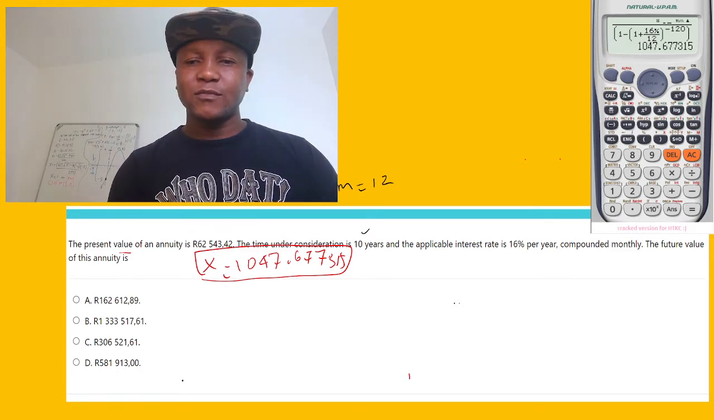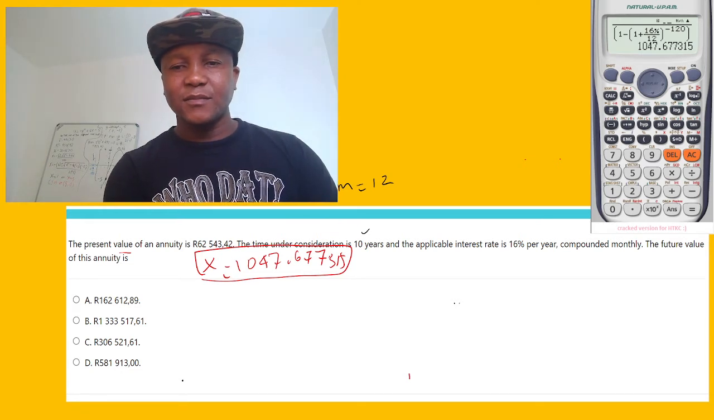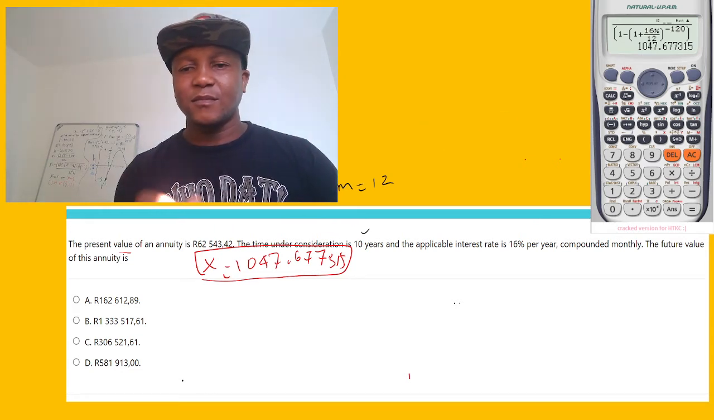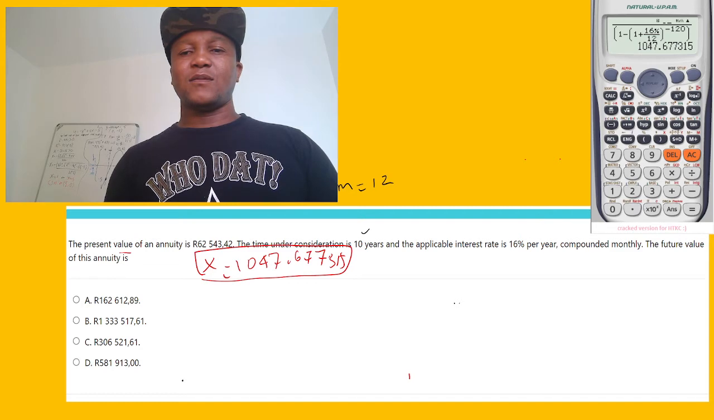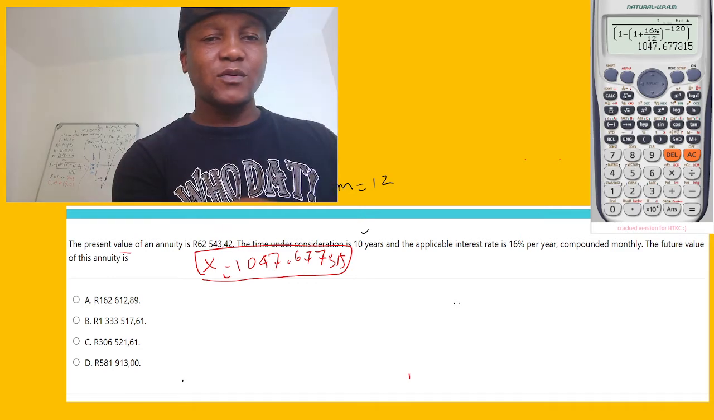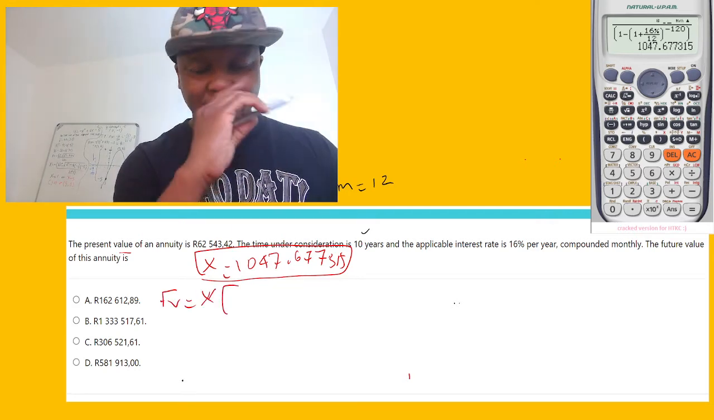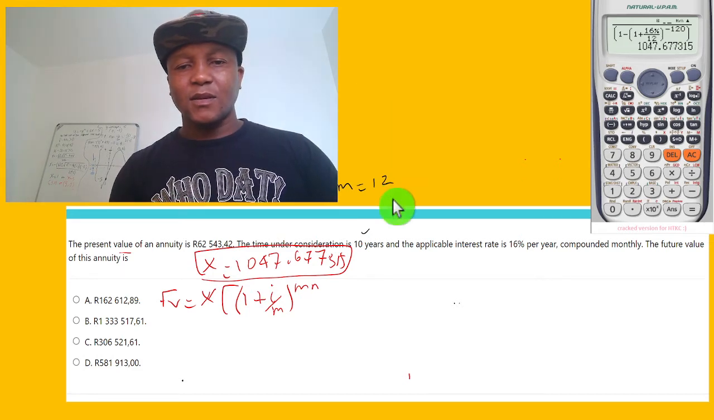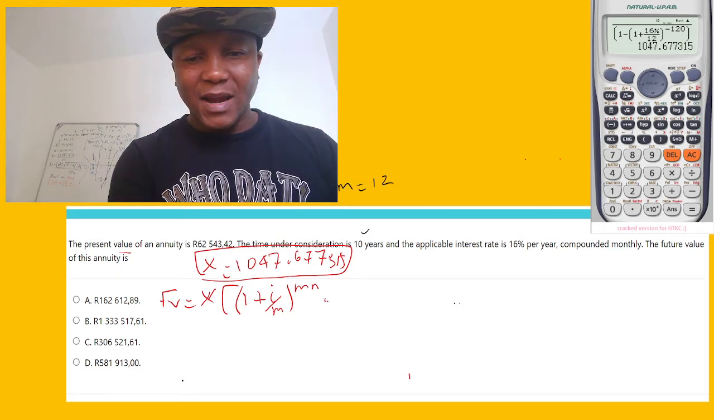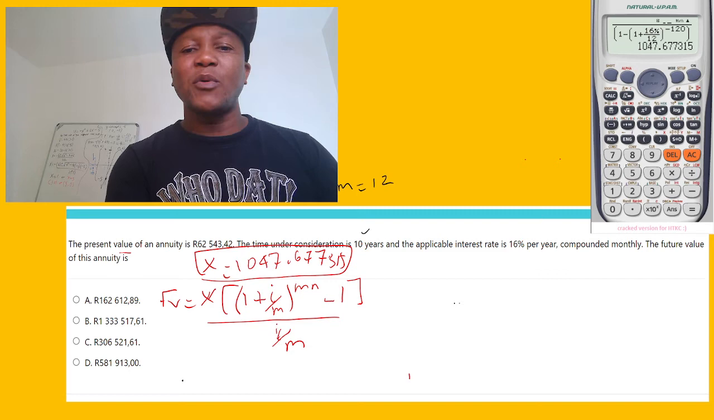So the formula for future value, we know. Future value equals X times bracket, 1 plus i over m, to the power of mn, and then we minus 1. This is the future value formula. It kind of looks like the same one, but it's not the same. So now we can plug everything in.